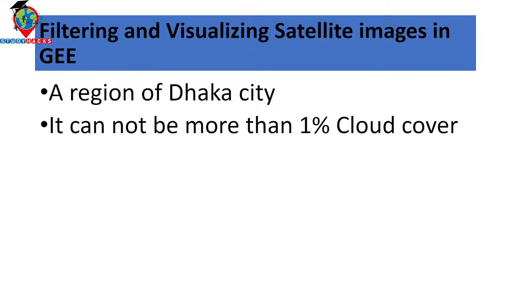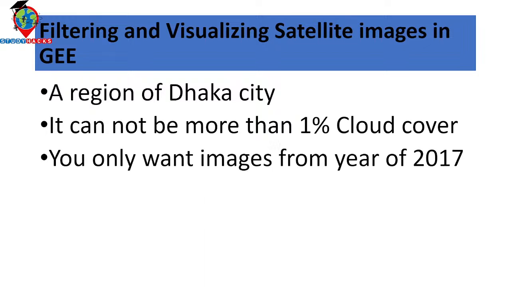The second factor is image metadata. Suppose I need only images with not more than 1% cloud cover. So that is another factor for filtering, cloud cover. Third, suppose you need only images available for the year 2017. So that is the third factor.